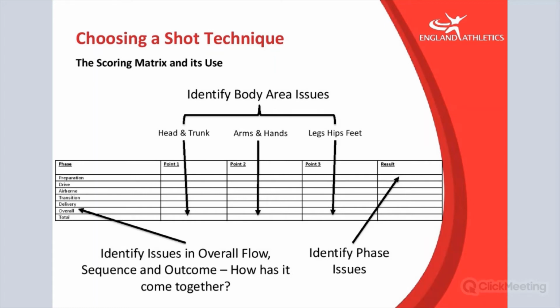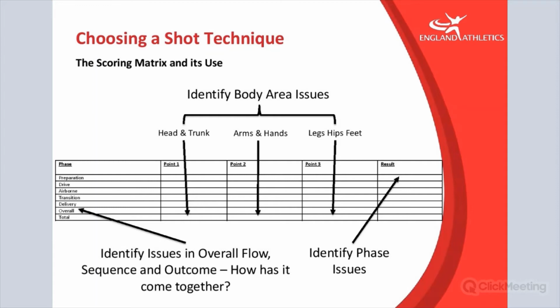If you get 0, 1 and 1, so 0 in point 1, 1 point in point 2, 1 point in point 3, that's an amber. If you get nothing in all three, that's a red. But also, if you get nothing in point 1 all the way through, that's also red. So that would say that you've got problems with your head and trunk.